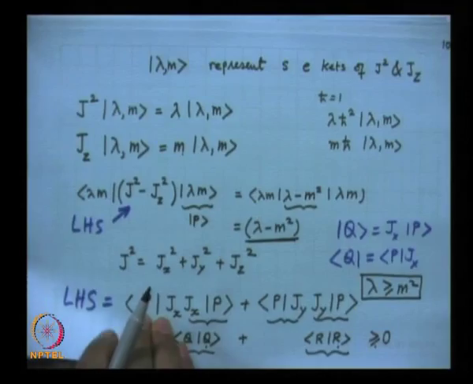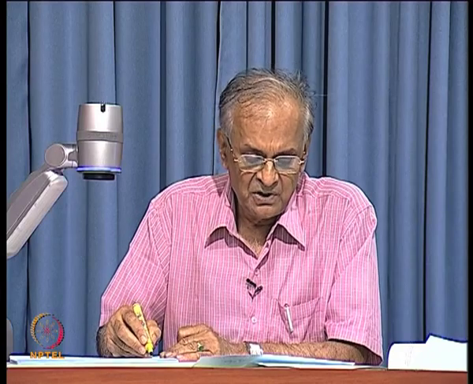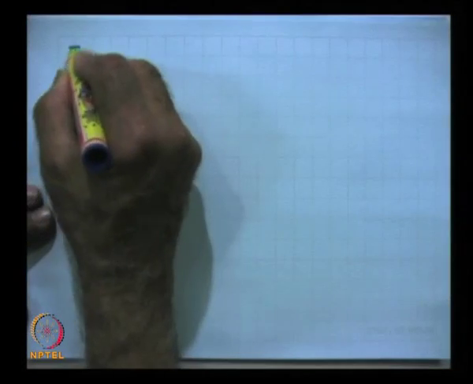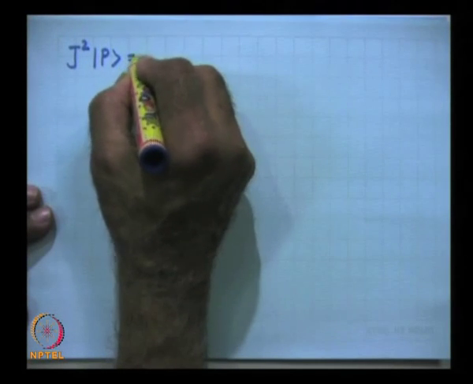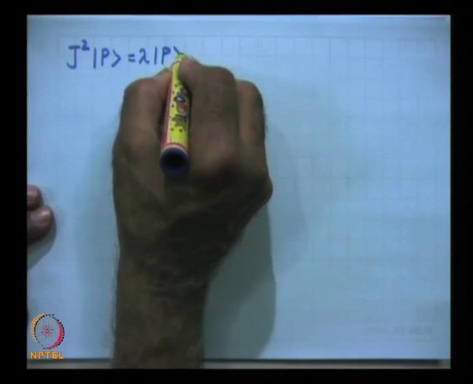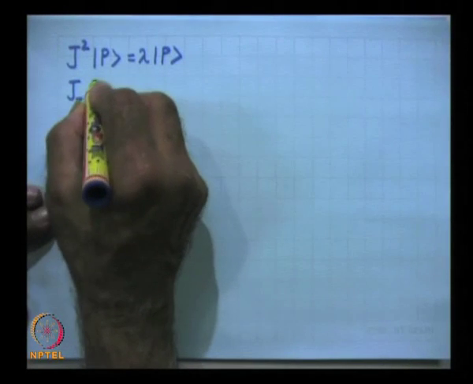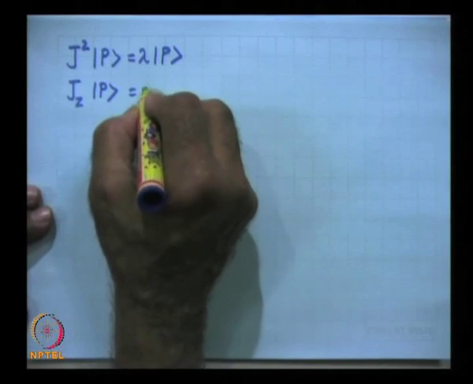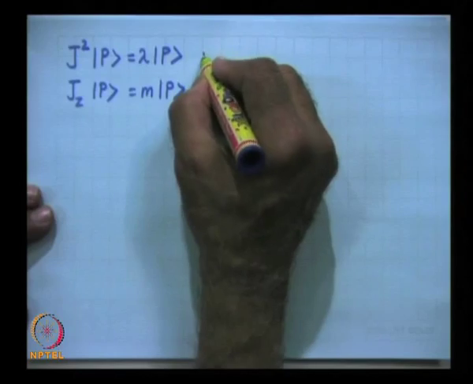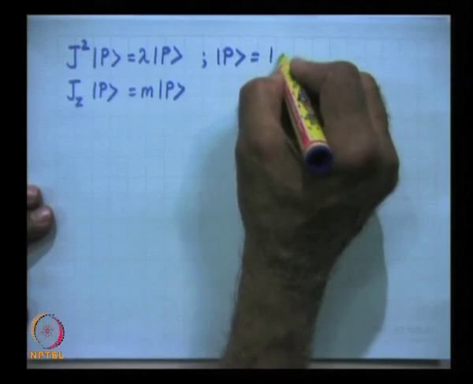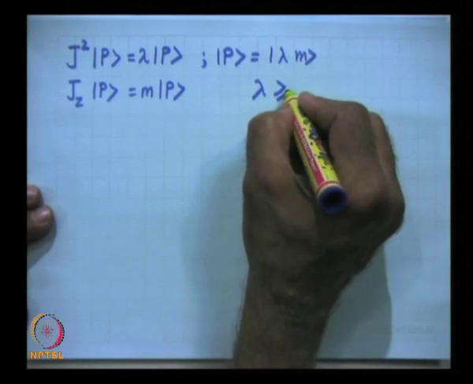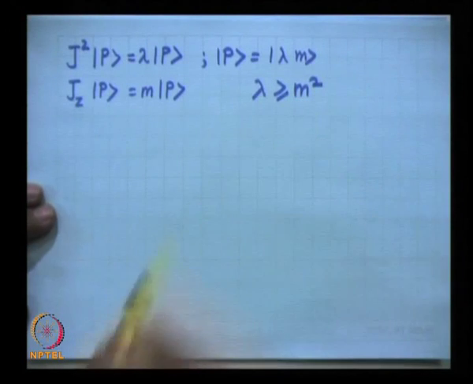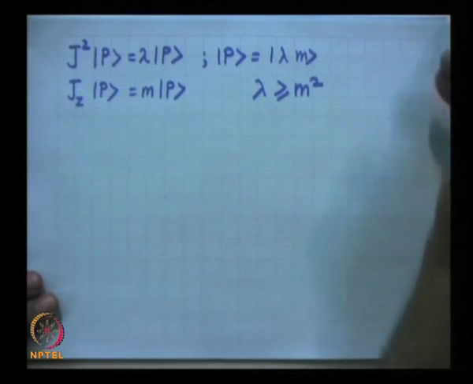Now, we have the very important result. First of all we write down that let ket p, which is ket lambda m, be a simultaneous eigenket of the operator j square and j z. So, ket p is equal to ket lambda m. Then we have derived the very important relation that lambda must be greater than or equal to m square.